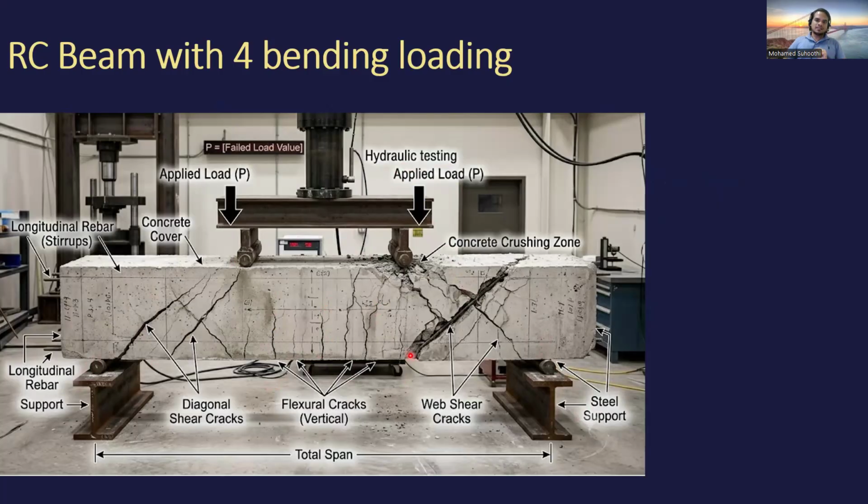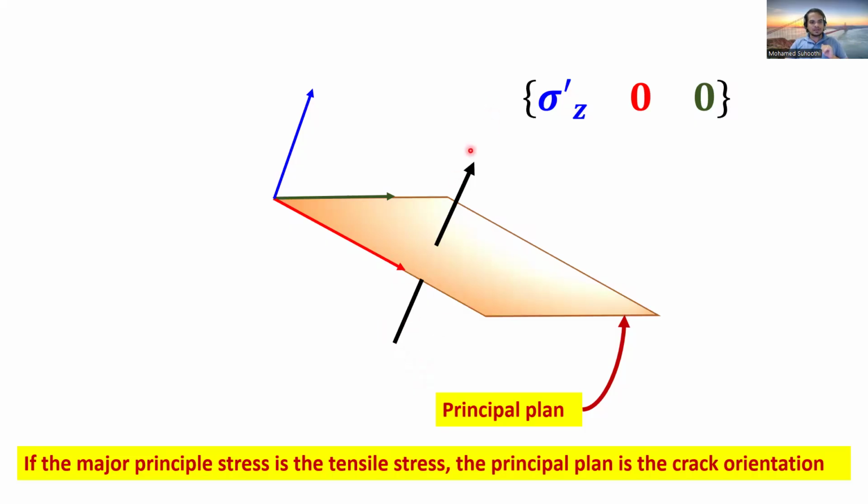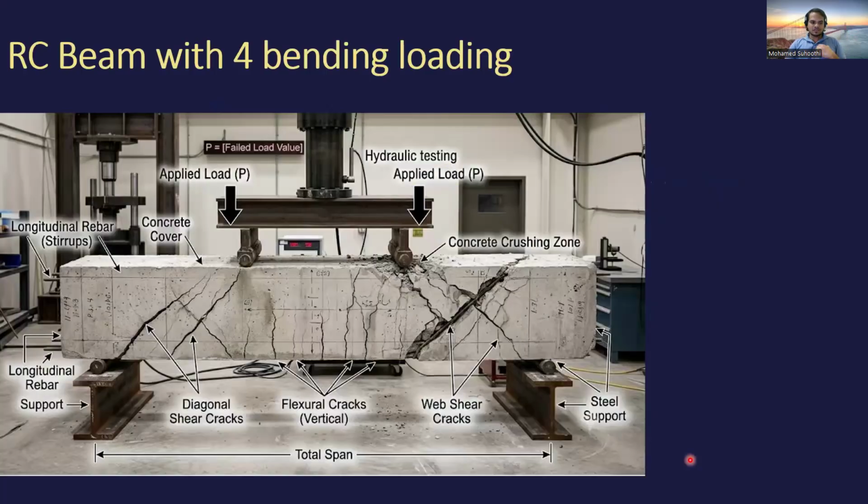As I told earlier, if I calculate the major principal axis direction, the perpendicular to that major principal axis, that means this is my major principal stress, the perpendicular to that stress will be my principal plane. That principal plane is actually the crack orientation, right? So if I calculate the principal stress at each point on the beam, the perpendicular to that would be my crack orientation, right?